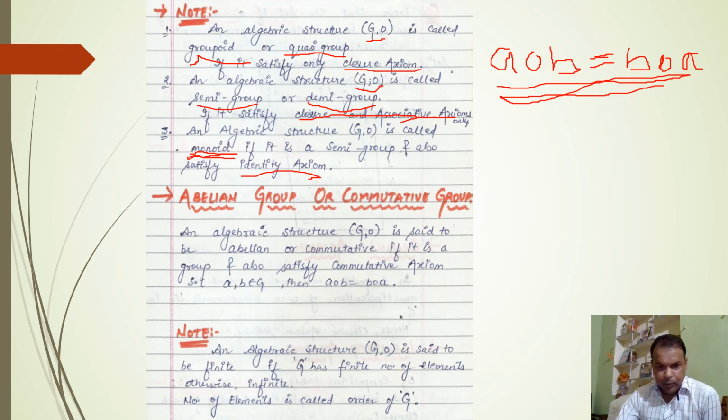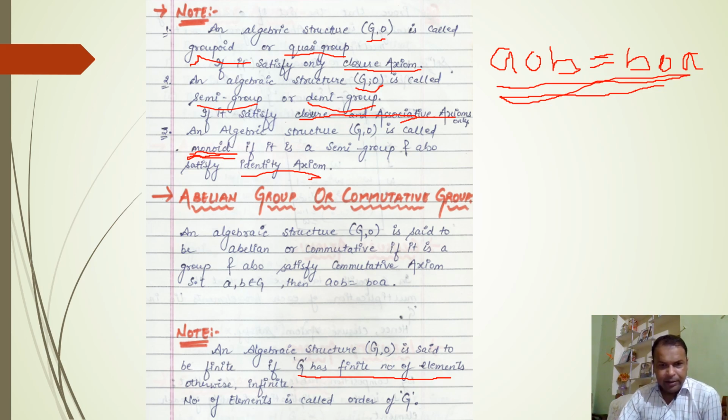If our group has a finite number of elements, which means G has a finite number of elements, then it is known as a finite group. However, if it has infinitely many elements, then it is known as an infinite group. For example, the set of integers, the set of real numbers, and the set of complex numbers are infinite groups.